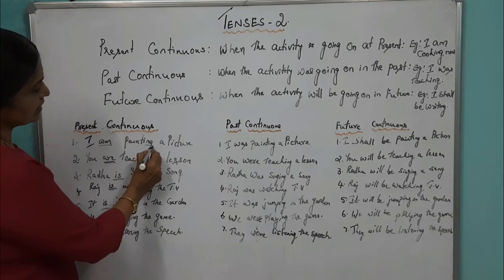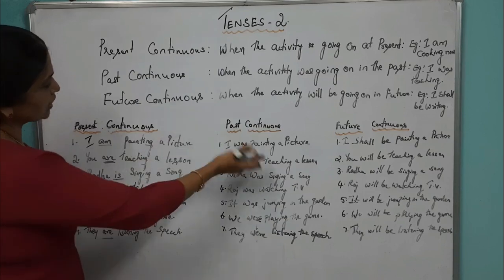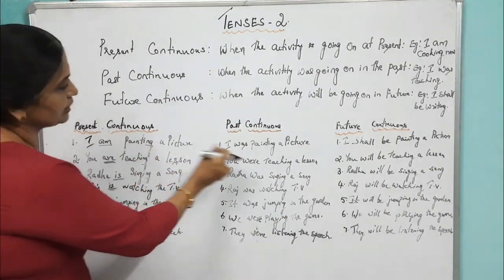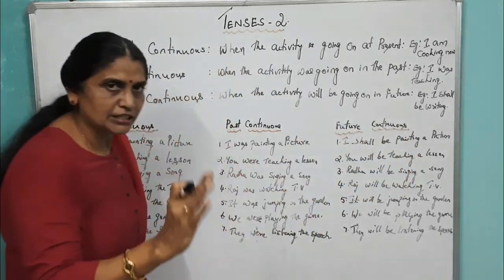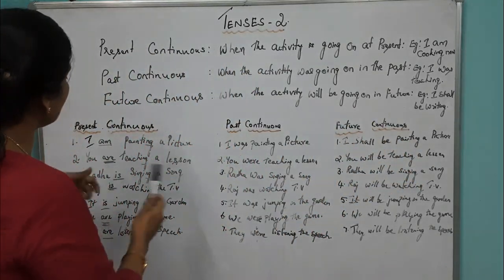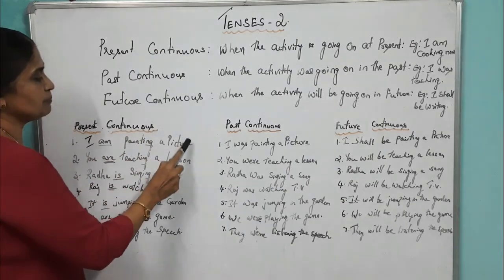And you have to add ing to the verb. For all the continuous tenses, the verb will be in the continuous form. Painting, teaching, painting, teaching. That's a must. Okay, that's a rule. Now present continuous, I am painting a picture.